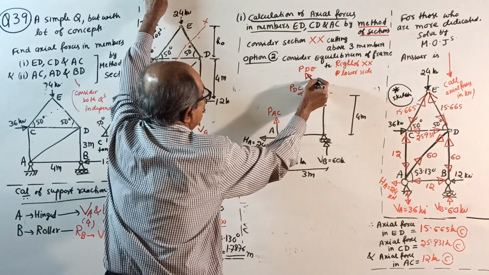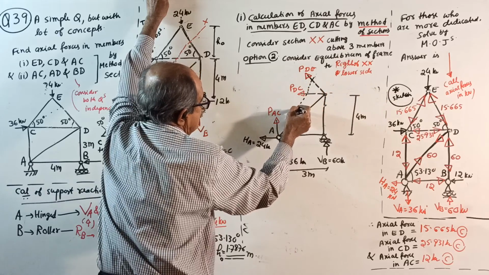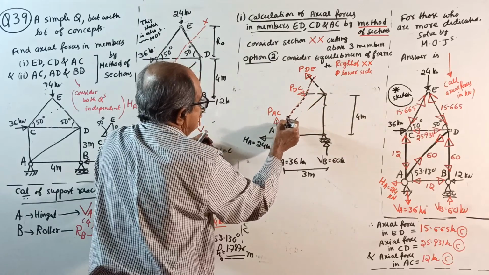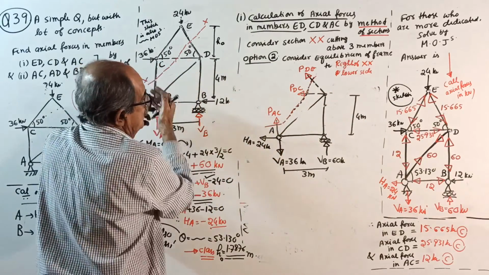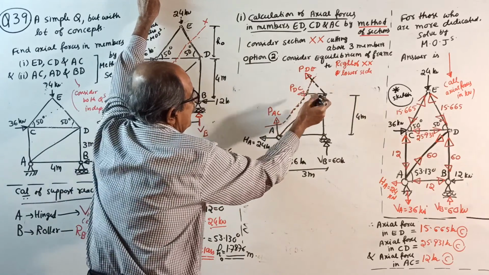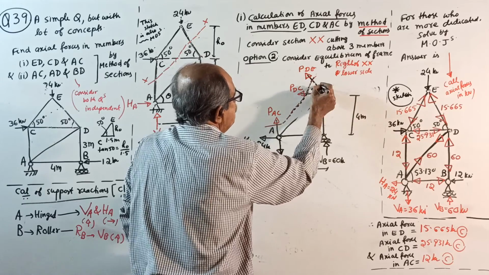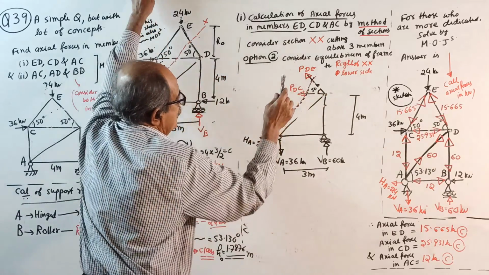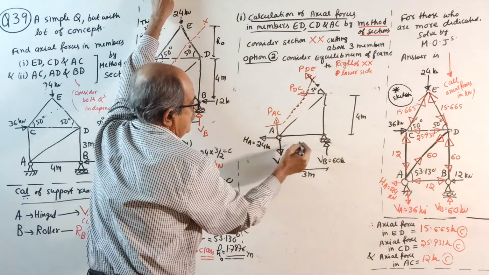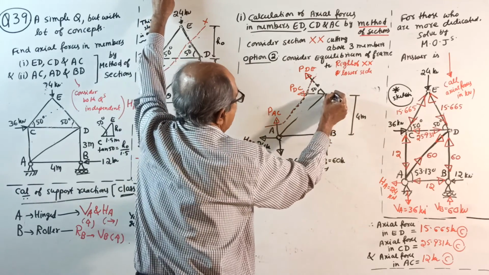This is the section. Your section is here, in red color. See here. First, this angle required. This angle is 50 degrees. Now, there are 3 unknowns here: this is PAC, this is PDC, and this is PDE.